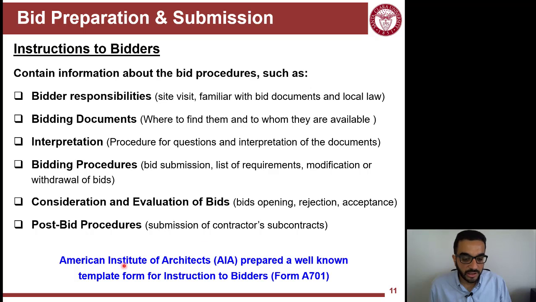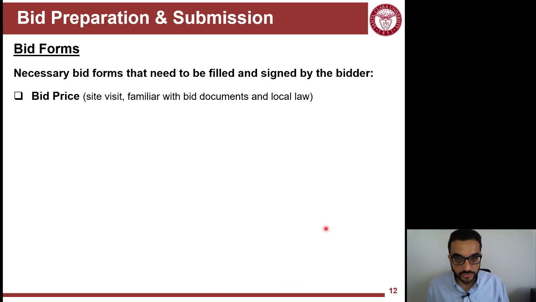So AIA, the American Institute of Architects, has a lot of templates and template documents that people can use in the industry, and for instructions to bidders, they have this form A701, so you can check it online to get a sense of how the instruction documents will look.